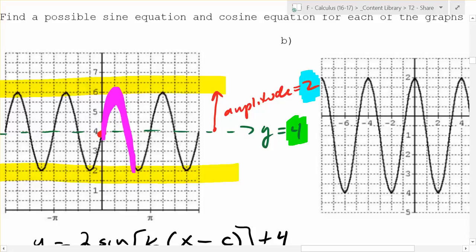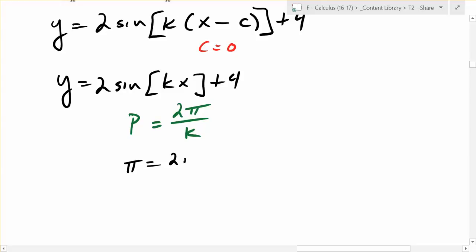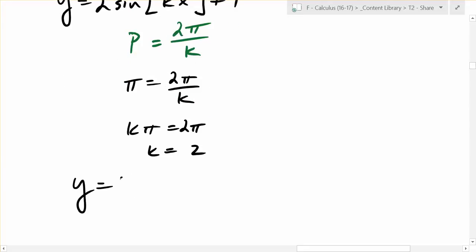So in this case, let's look at this. It goes from here all the way down and then it goes back up. So it looks like one full revolution is what distance? It looks like this full revolution is pi. So the period is pi, so pi is equal to 2 pi over k. So k pi is equal to 2 pi, so k is equal to what? 2.